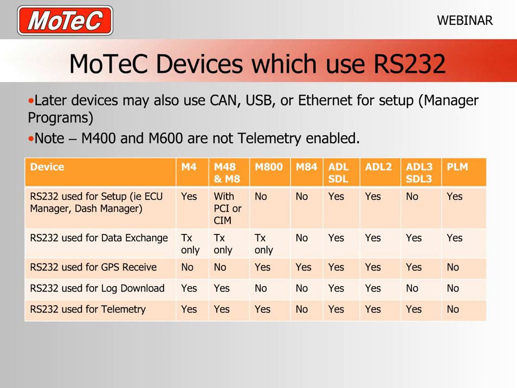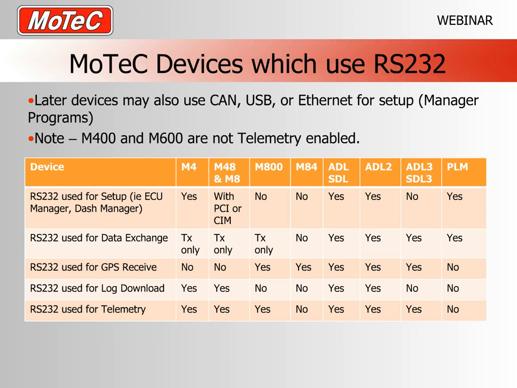M800s do not use RS232 for setup, and neither do M84s, which are our entry-level M800 devices. Now, our early dash loggers, advanced dash loggers and sport dash logger also use RS232 for setup. It's possible with an ADL2, although it's not normally done because we use USB, and it's not possible with ADL3 or SDL3 devices, which use Ethernet exclusively. So there are some of our devices which allow multiple ways of doing setup, either RS232, CAN, or USB, or Ethernet, and some of them will have RS232 only.